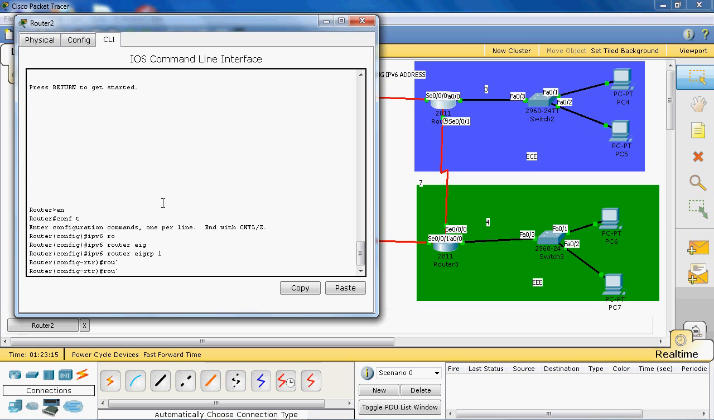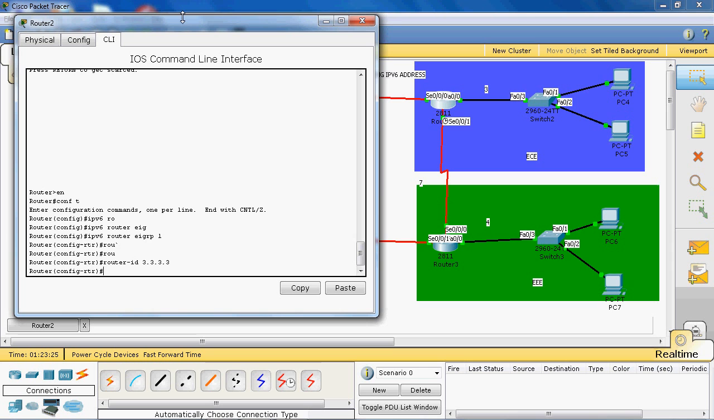Okay. Now in the EC department we can assign the router ID. So router-id. The router ID is a 32-bit address, an IPv4 address. So here I will assign 3.3.3.3. Next we can enable this protocol using the command no shutdown, exit. Okay, we have configured the EIGRP routing protocol on the EC department.